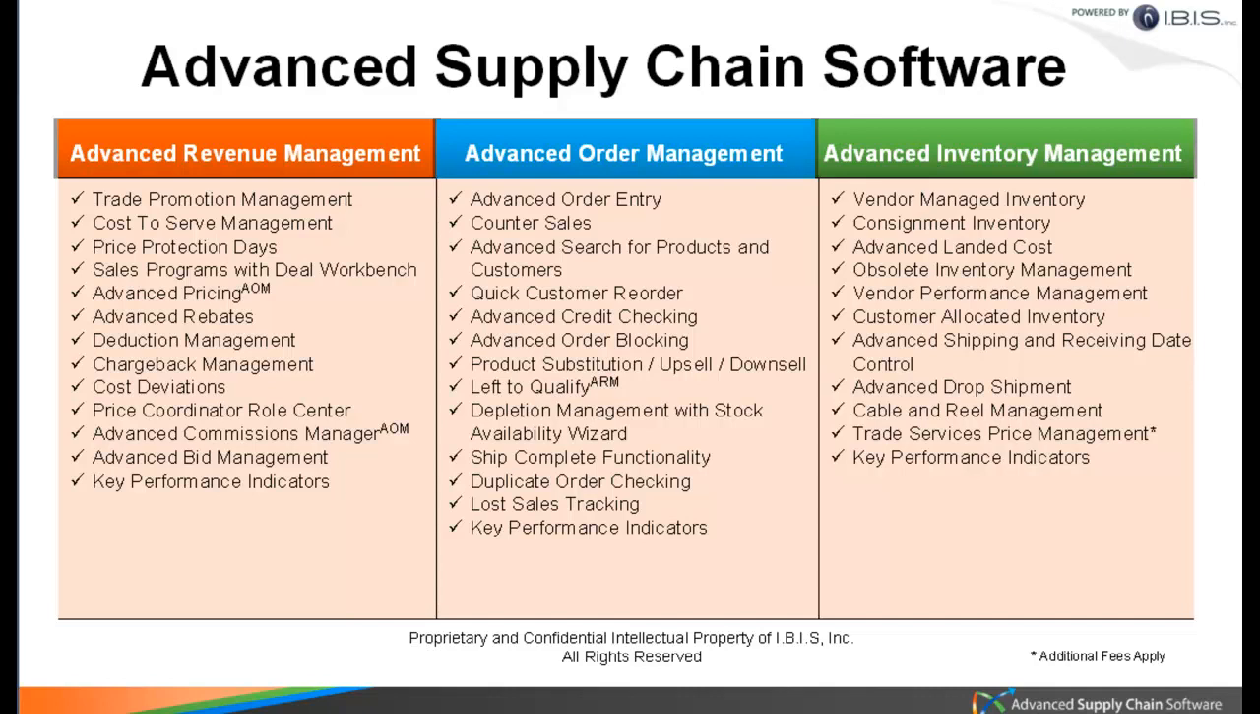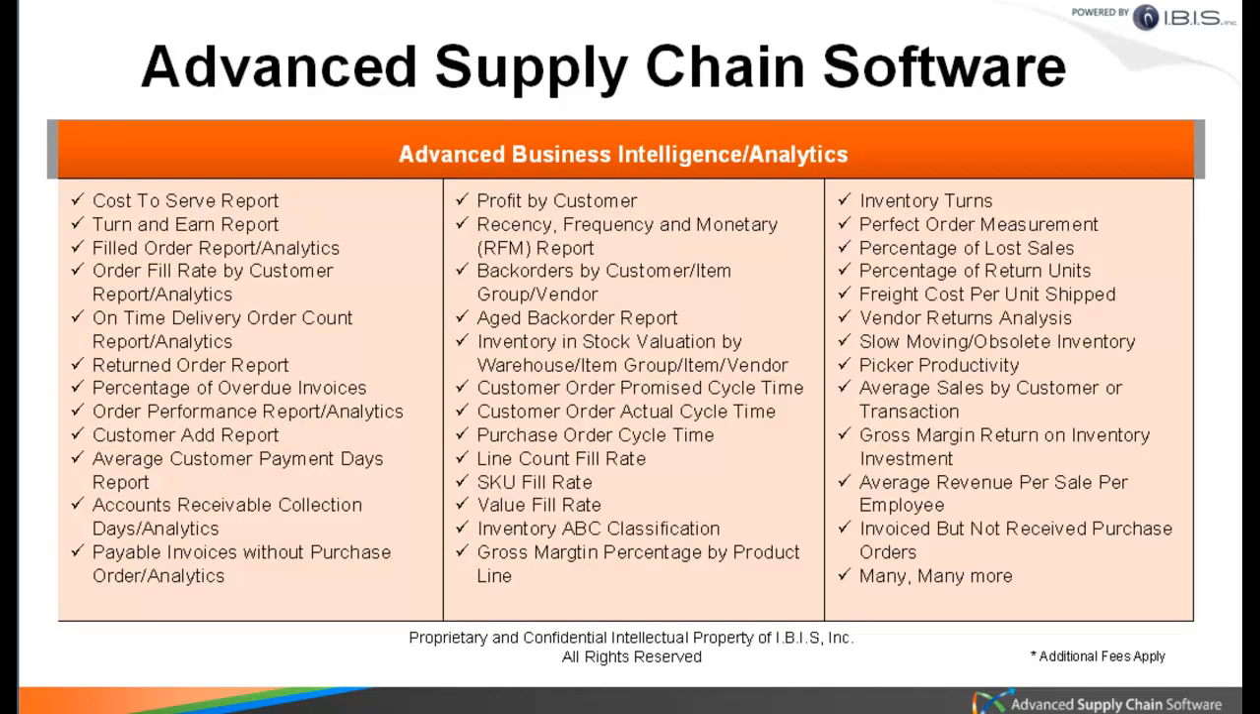And then, of course, you've got to have the capabilities through key performance indicators. And if you look at the next slide that comes up, we're looking at just a cross-section of what we have available. We've got over 100 key performance indicators that we've added to Dynamics AX, and these are indicators that are specific to a supply chain management requirement. So you're looking at cost to serve, you're looking at profit by customers, you're looking at recency, frequency, and monetary reports, you're looking at freight cost per unit shipped, you're looking at invoice but not received purchase order, and so much more. Gross margin percentage by product, and so much more.